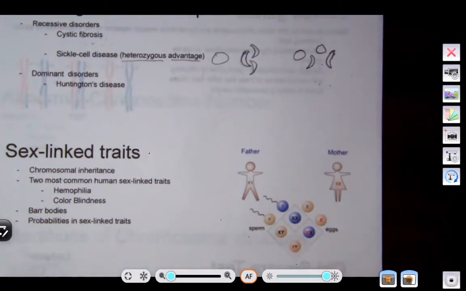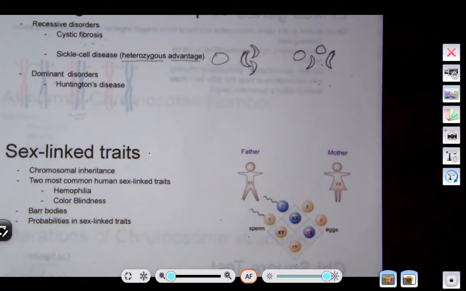Huntington's disease is a nervous disorder. And it's a dominant disorder, which means that if you end up with just one of the two genes and it's dominant, you will end up with Huntington's disease. Now, the actual severity of it depends on the person, but generally what happens is it causes your nervous system to slowly but surely deteriorate.